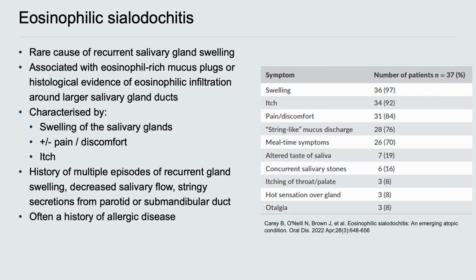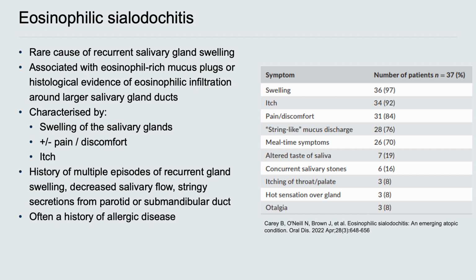Eosinophilic sialodochitis is a rare cause of recurrent salivary gland swelling. The condition is associated with eosinophil-rich mucus plugs, or histological evidence of eosinophilic infiltration around larger salivary gland ducts. It is characterized by swelling of the salivary glands with or without pain or discomfort and itch of the overlying skin. The patient often reports a history of multiple episodes of recurrent gland swelling, a reduction in salivary flow, and stringy secretions from the parotid or submandibular duct.